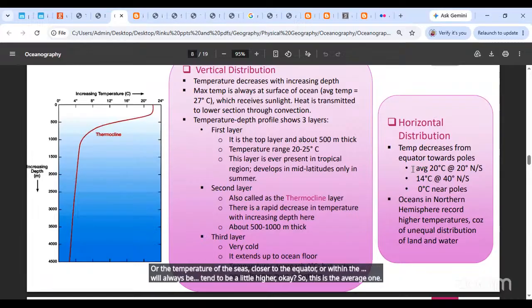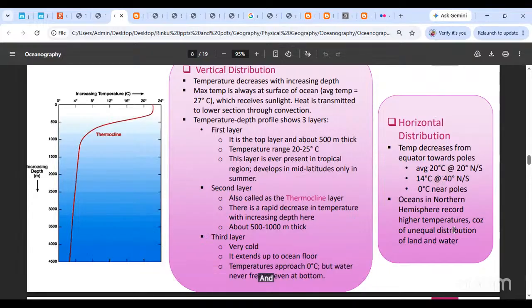You have an average 20 degrees Celsius temperature at around 20 degrees north and south, an average 14 degrees Celsius temperature at around 40 degrees north and south, and then 0 degrees Celsius near the poles. Okay, you will usually find 0 degrees Celsius near the poles.